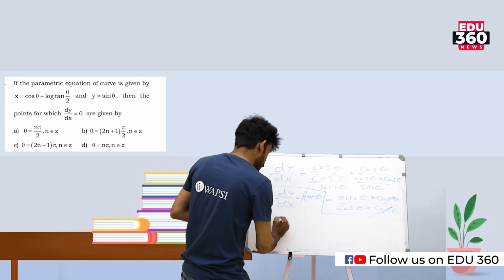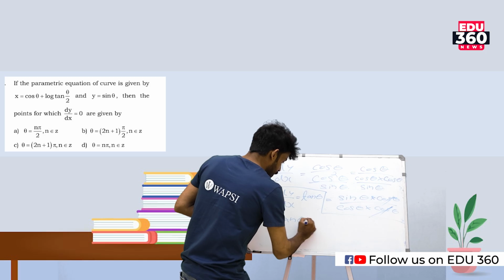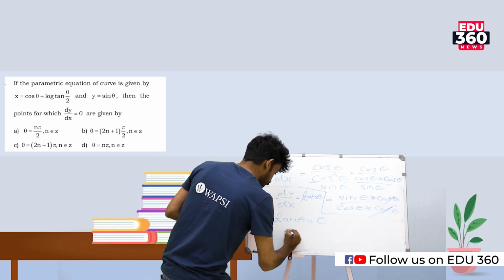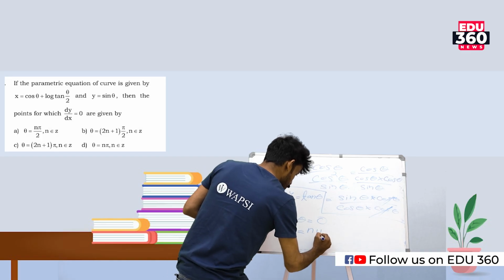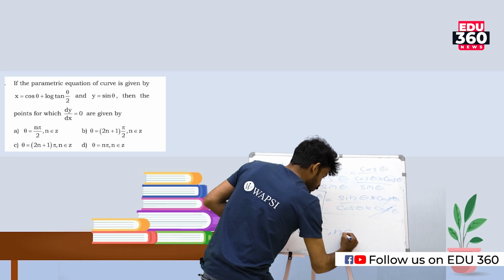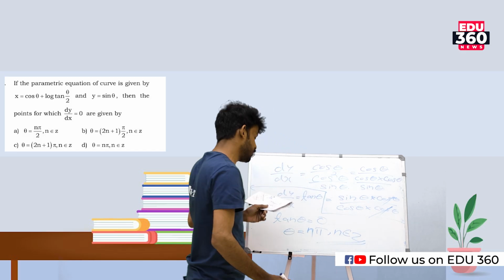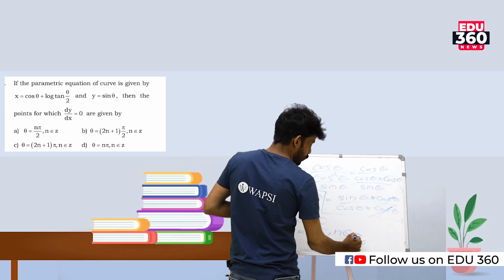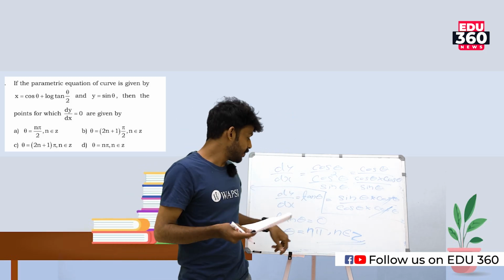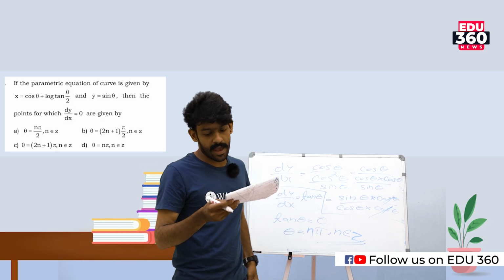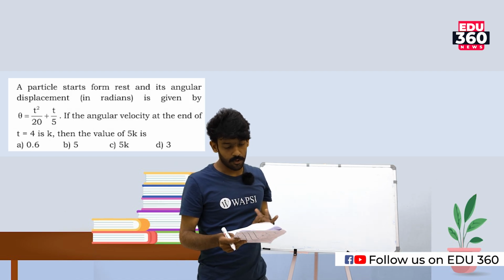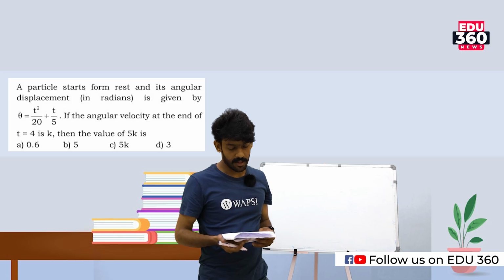So tan theta is equal to 0. What is tan theta equal to 0? So from this we can write theta is equal to n pi, where n belongs to z. Okay, so my dears, now we can move on to another question.